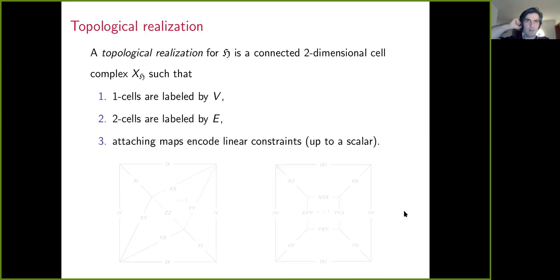The key idea is to first encode the hypergraph, the linear constraint system, using topological ideas. A topological realization of a hypergraph is a connected two-dimensional cell complex. Essentially, you think of the vertices as 1-cells and the edges as 2-cells, and the attaching maps encode the linear constraints up to a scalar. So you are ignoring the right-hand side of the linear constraints and only considering the left-hand side. That will appear later when we take a quotient of the space of contexts. I will mention that again at that point.